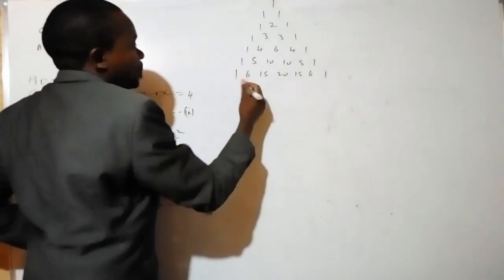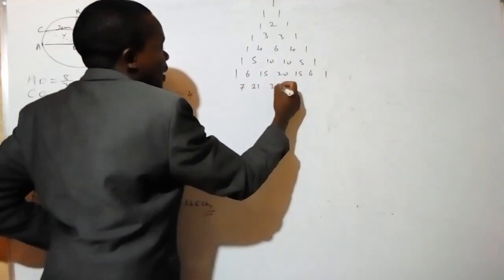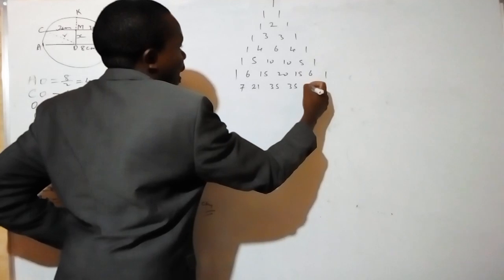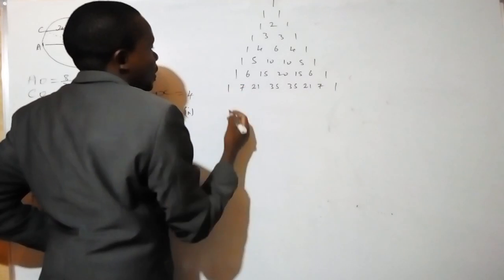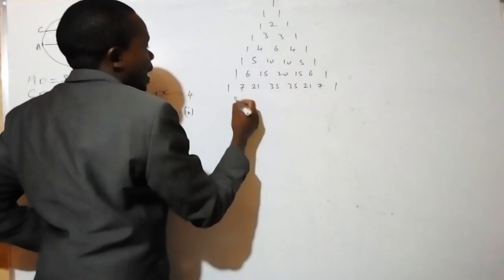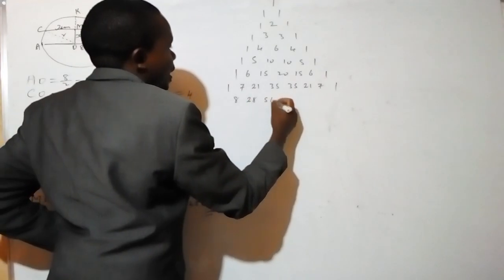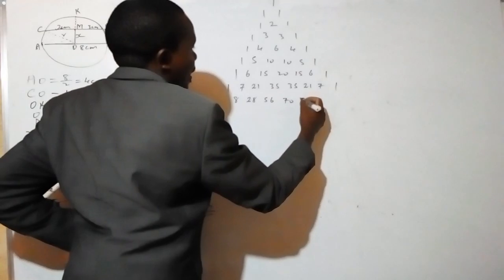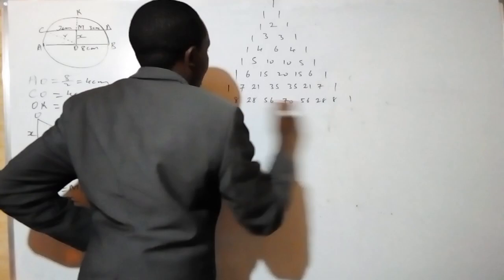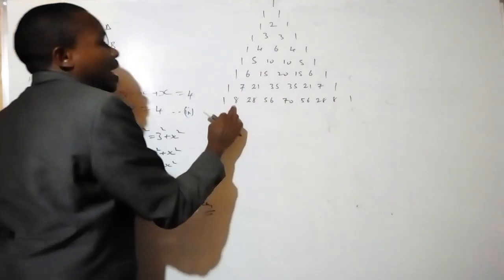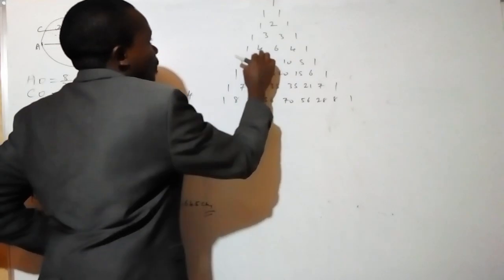Next, for 7: 7, 21, 35, 35, 21, 7, 1, 1. This is for 7. We can also proceed to 8: 8, 28, 56, 70, 56, 28, 8, 1, 1. This is for binomial expansion raised to power 8. And you can proceed like that.